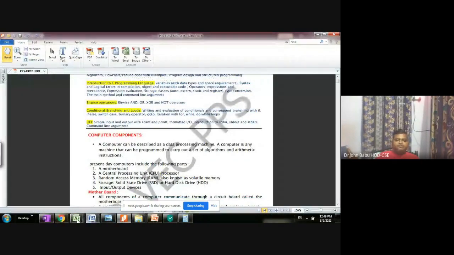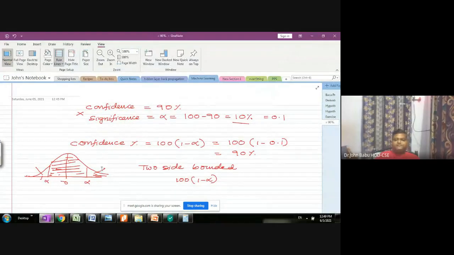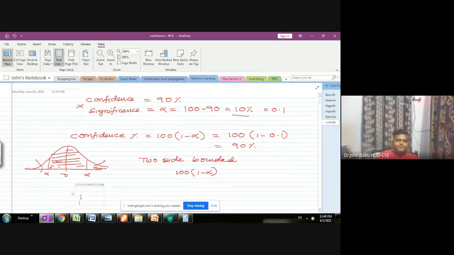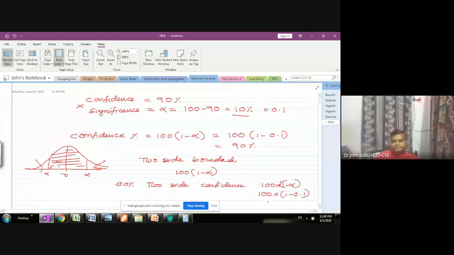Two side confidence means, what is the one side confidence? Two side confidence. How did we calculate? 100 into 1 minus alpha, that is equal to 100 into 1 minus 0.1, 90%. What is the one-sided confidence for the same?